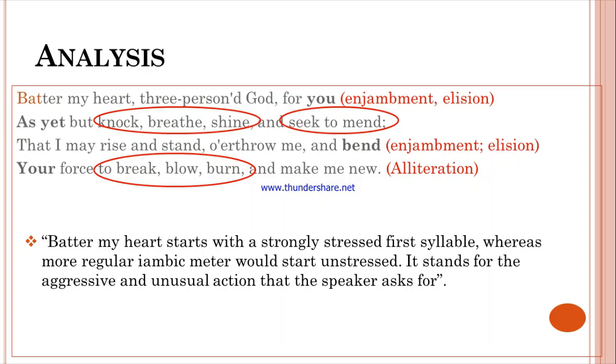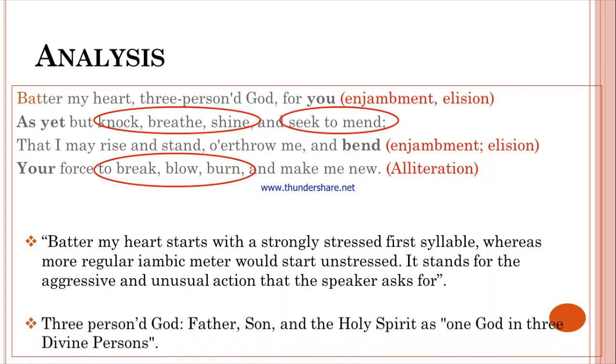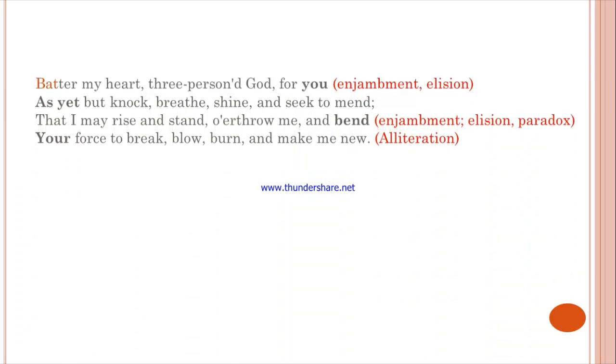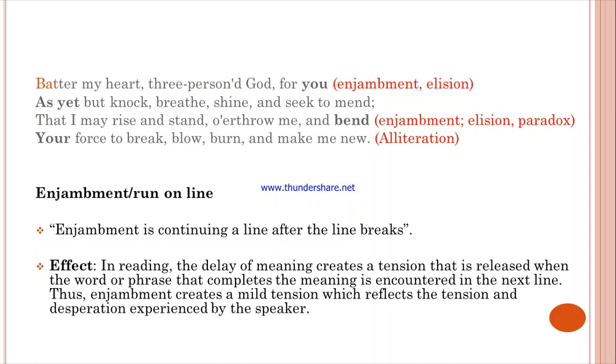And what is the effect it creates on the sonnet? This is about enjambment. Focus on the second bullet point. In reading, the delay of meaning creates a tension that is released when the word or phrase that completes the meaning is encountered in the next line.